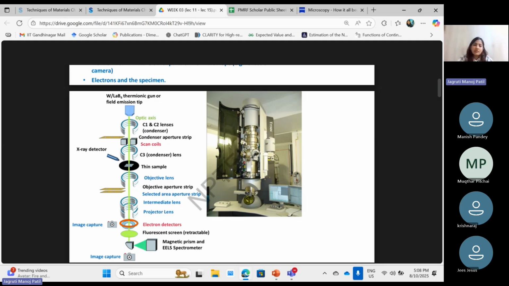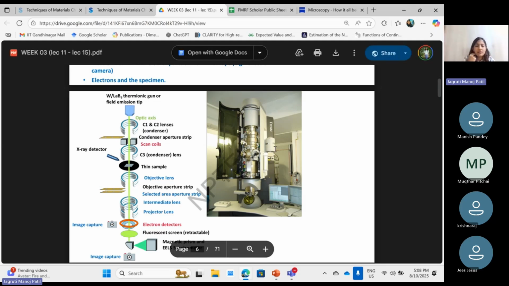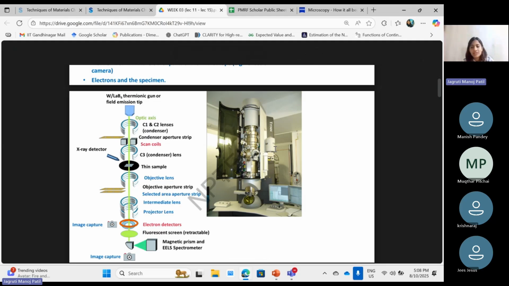Now, different detectors are there if you want to do different kinds of imaging, or if you want to detect some of the characteristics that your specimen has, since the electrons which interact with your specimen would radiate in different manners. That is why you need different detectors, so that you can characterize your sample fully.